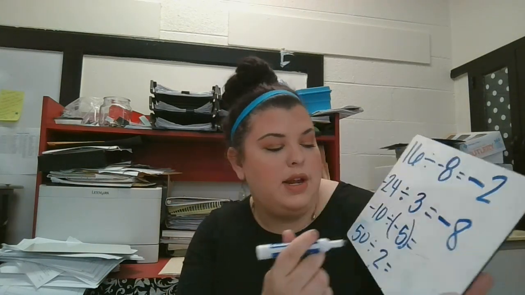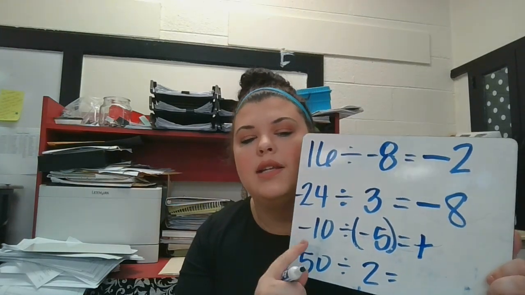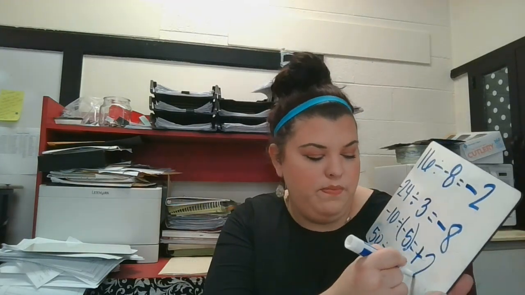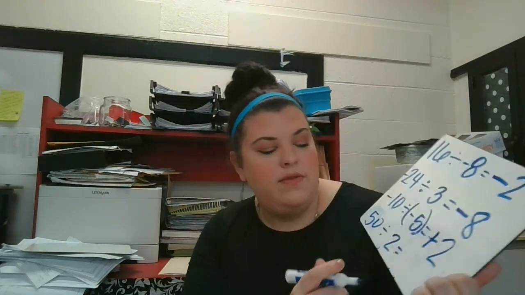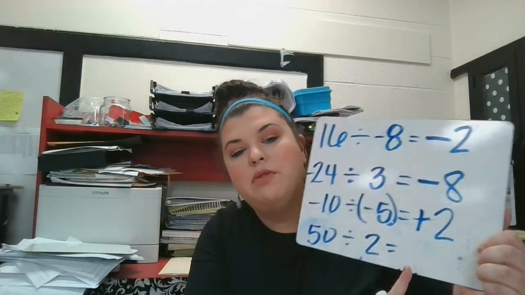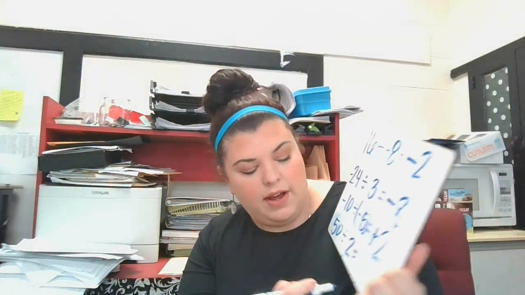So a negative divided by a negative is a positive, because we know a double negative is a positive. And 10 divided by 5 is 2. And then we have a positive divided by a positive is a positive. I don't have to put the positive sign, but it's okay if I do. And then 50 divided by 2 is 25.